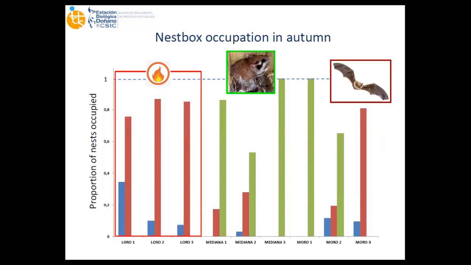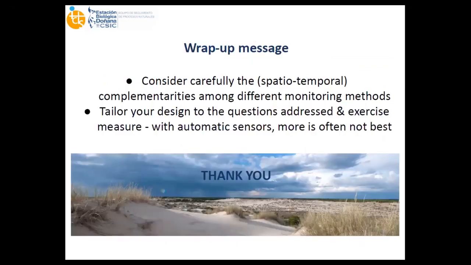Now, the wrap-up message of these examples is simply that you should consider carefully the spatiotemporal complementarities among different monitoring methods, because they give different information, and if you don't design it properly, you don't optimize it. And you should try to tailor your design to the questions addressed, and you have to exercise measure, because often with automated sensors, especially those with complex signal processing, more is not best. You may have information overload that prevents you from optimally using data.